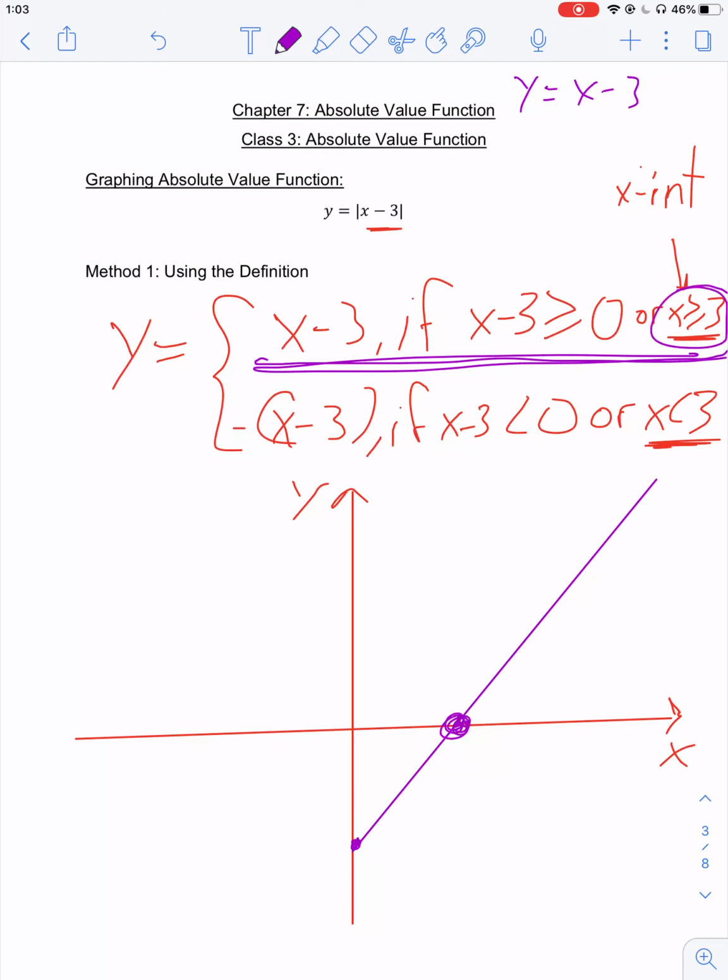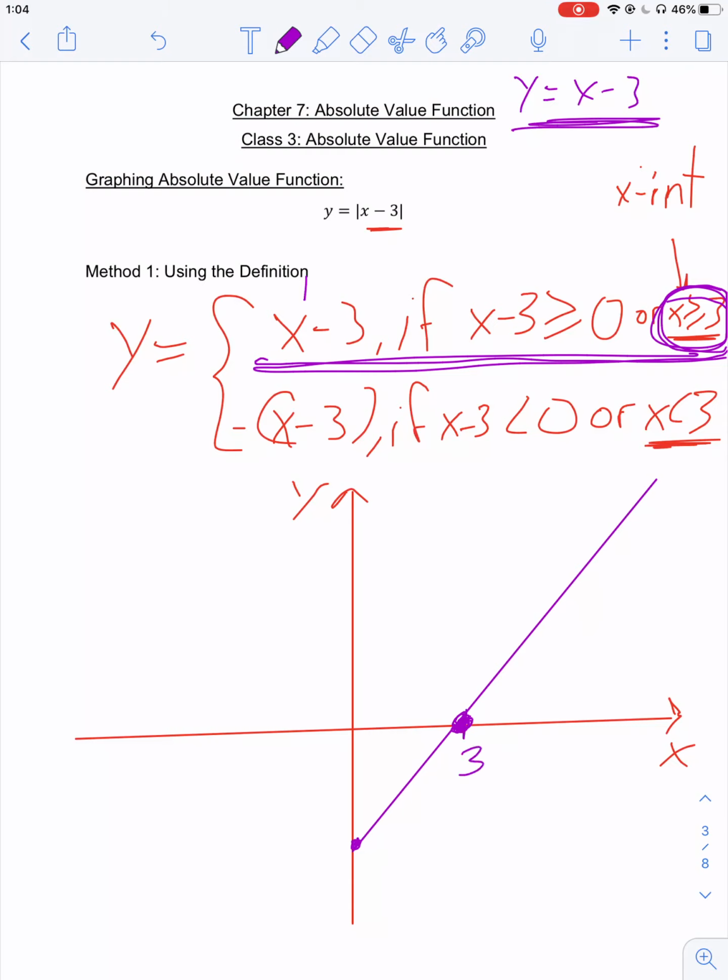You can convince yourself just by doing this: in this function, if I plug in x equals 3, my y value will be 0. So this is the x-intercept. Now you see this function is only defined for when x is greater than or equal to 3. So this is the x value of 3.